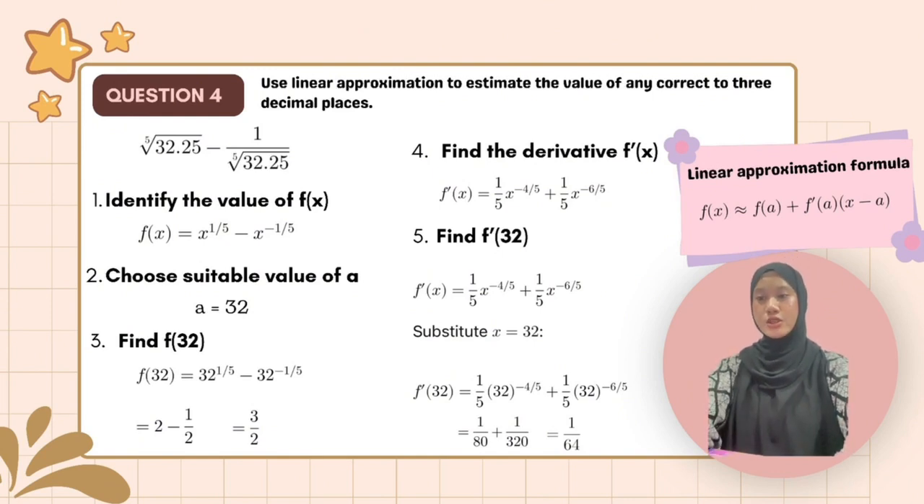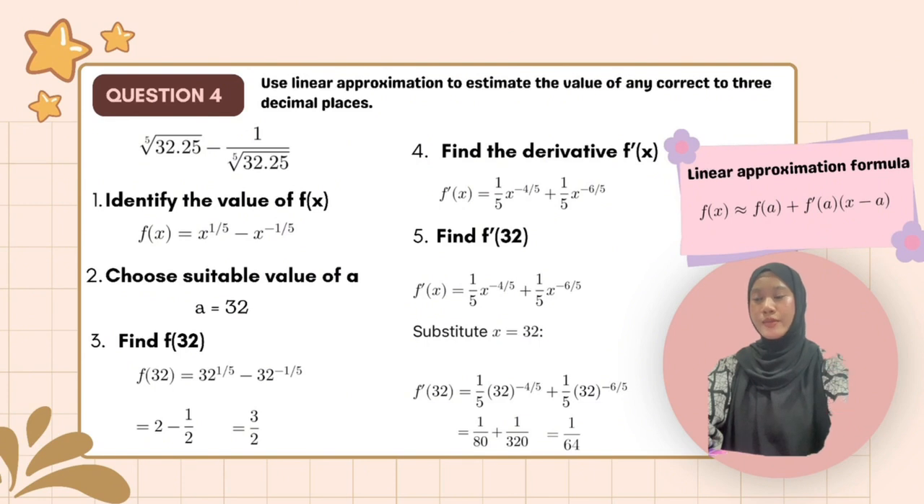Use linear approximation to estimate the value, correct to 3 decimal places, of fifth root of 32.25 minus 1 over fifth root of 32.25. Okay, first we have to identify the function f(x). f(x) equals x^(1/5) minus x^(−1/5). Okay, second we have to choose a suitable value of a. I choose a equals 32 because if we change 32.25 to 32, we get an easy answer.